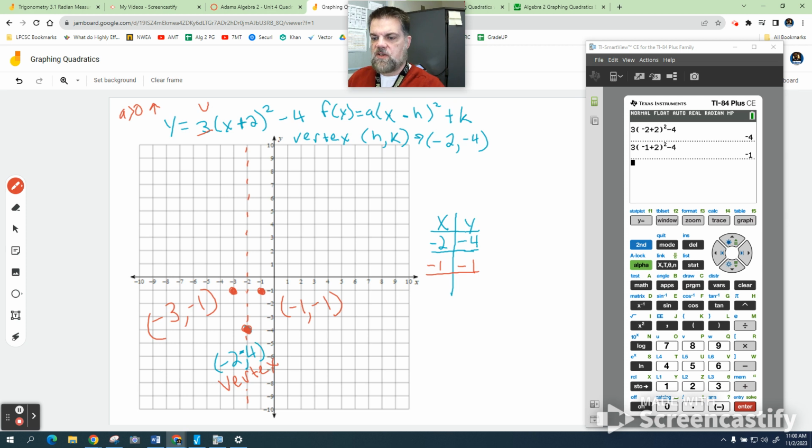Plug it in. So I'm going to say 3 times the quantity, what am I plugging in for x? Negative 3 plus 2, close the parentheses, square it, minus 4. Hit enter. It does. It equals negative 1.